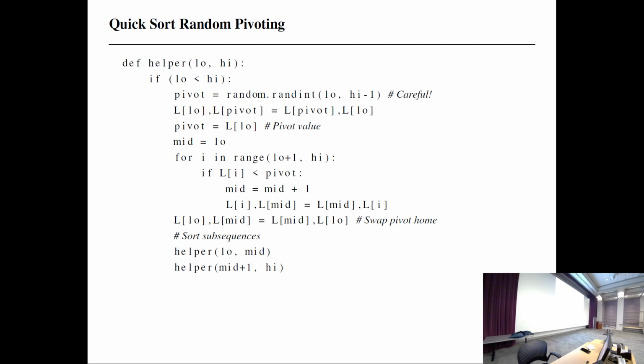Basically, it says, instead of assuming the pivot is the first element, pick a random integer between low and high minus 1 inclusive. Careful, it's randint, inclusive. And the first thing I'm going to do is take that random element and put it in the 0th location, exchanging it with the 0th location. This ensures that the pivot in location 0 is always a randomly selected element of the list. It's the only change to the algorithm.